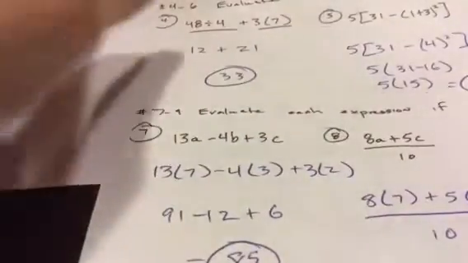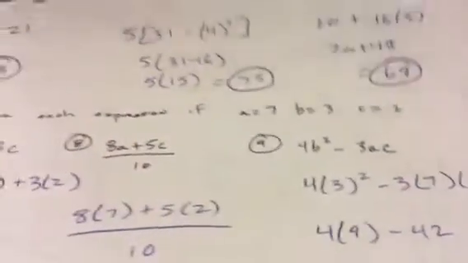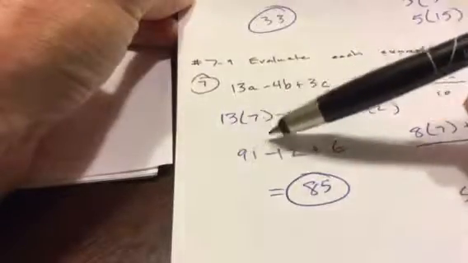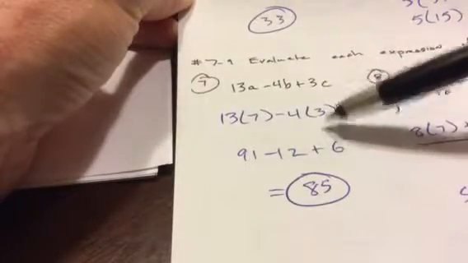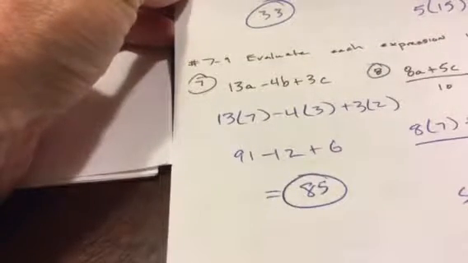Alright. Evaluate each expression if A is 7, B is 3, and C is 2. So 13 times 7 minus 4 times 3 plus 3 times 2. Be like Glade and plug it in.